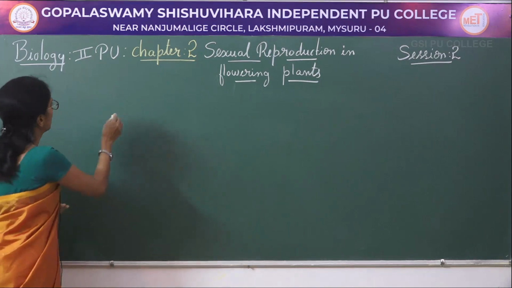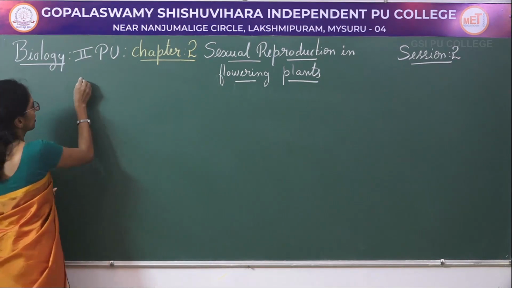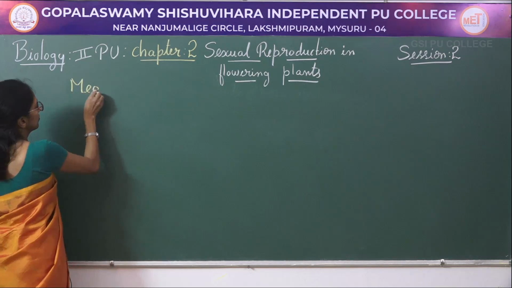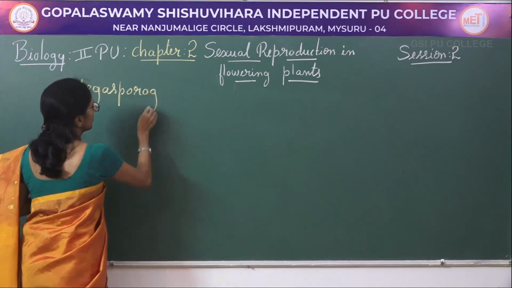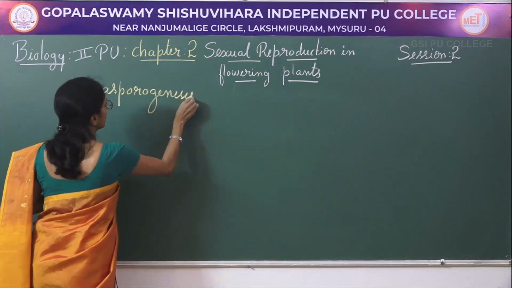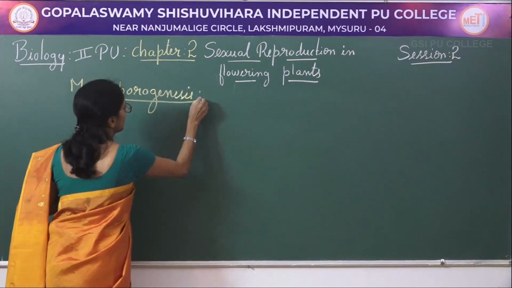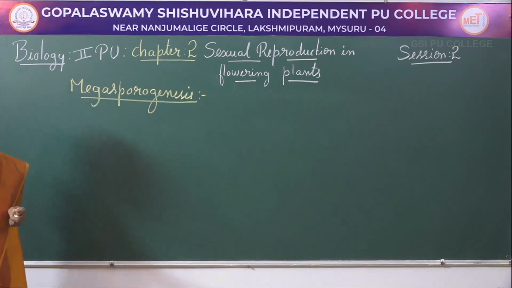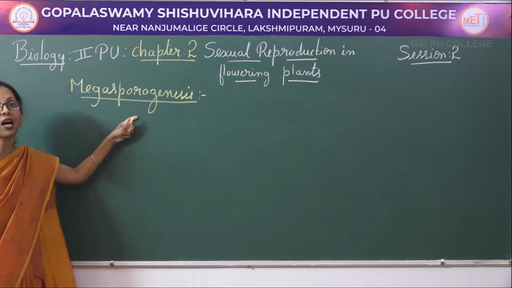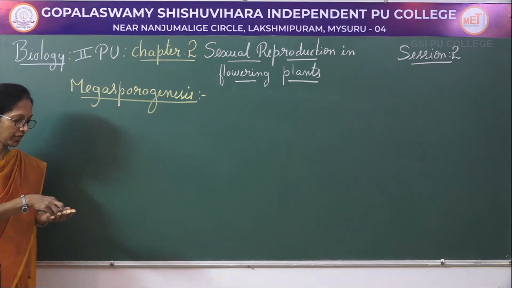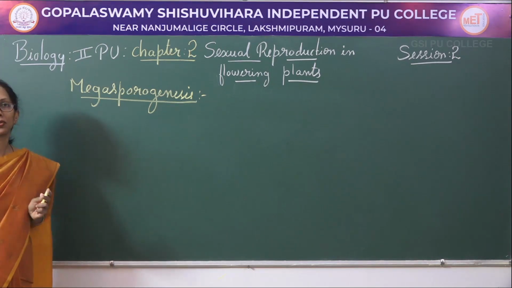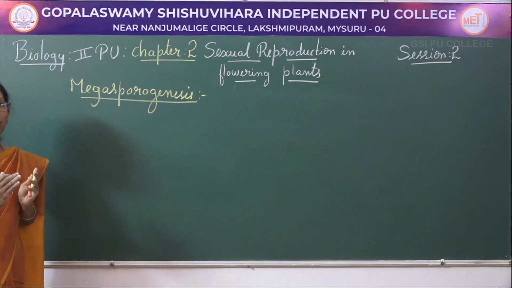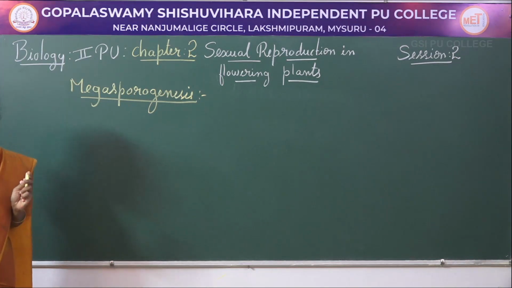Next, we will move on to megasporogenesis. As the name itself indicates, it is the synthesis of megaspores. So here, just now we understood there is a main mass of nutritive tissue in the ovule, that is nothing but the nucellus.